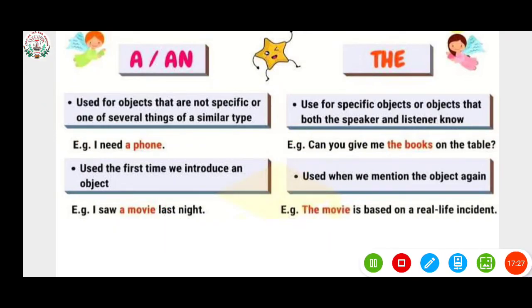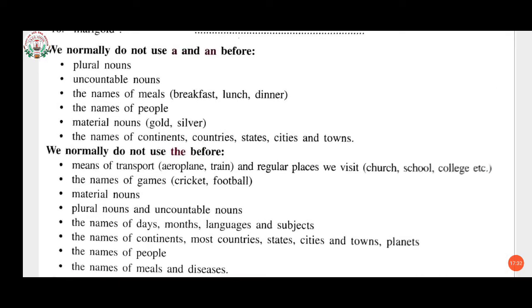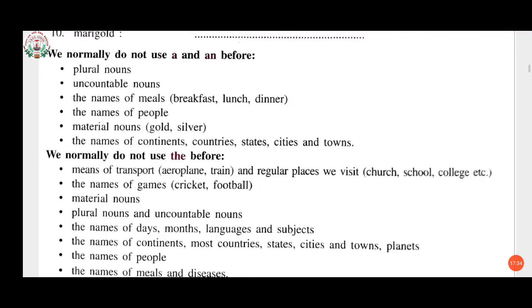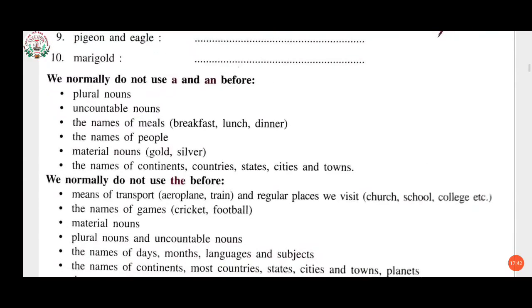Now students, here some rules are given where we normally do not use a and an. Before, here it is given, plural nouns, then uncountable nouns, then the names of meals, that is breakfast, lunch and dinner. We can't say, we have done a breakfast. We can't say like this.